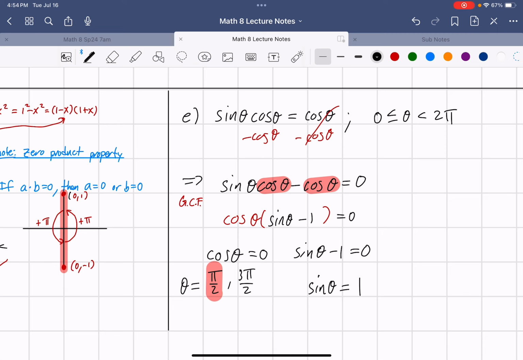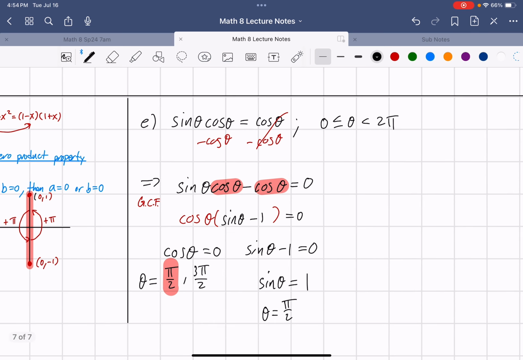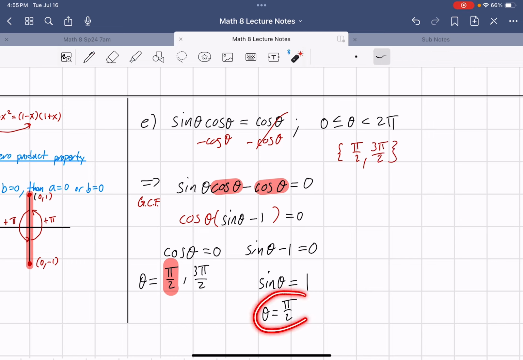So when you write your solution set, if you remember, some teachers prefer you to write your answers in a solution set. So they'll write braces, and your solution is just pi over 2 and 3 pi over 2. I wouldn't add an additional pi over 2 because it's already included in this first equation, and this is one overall equation.